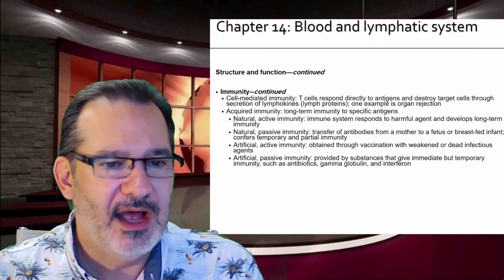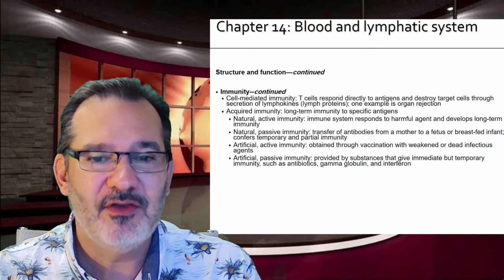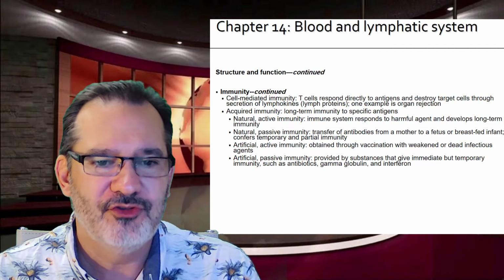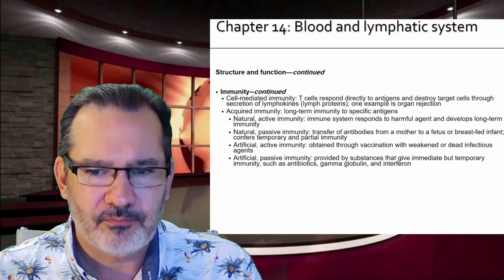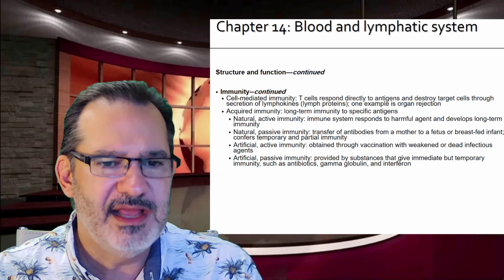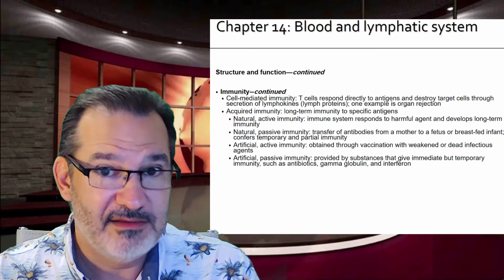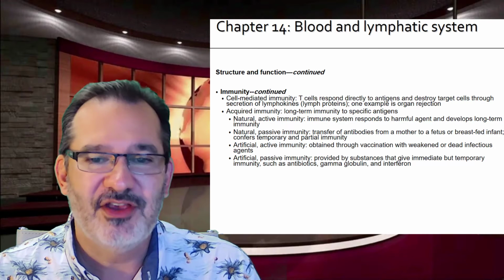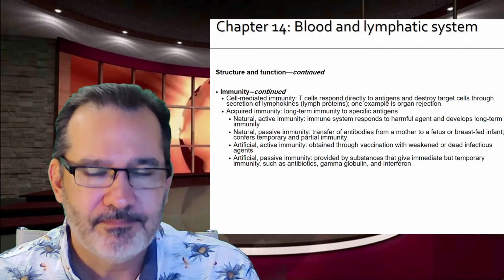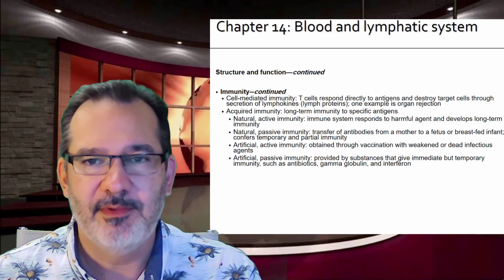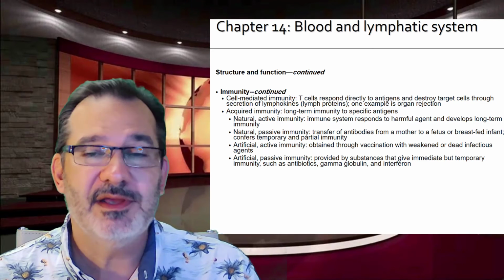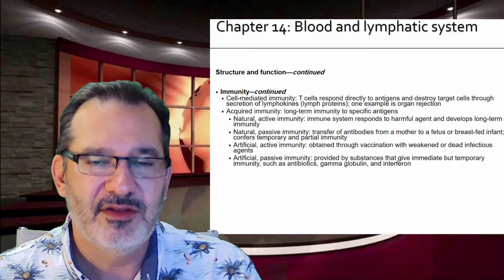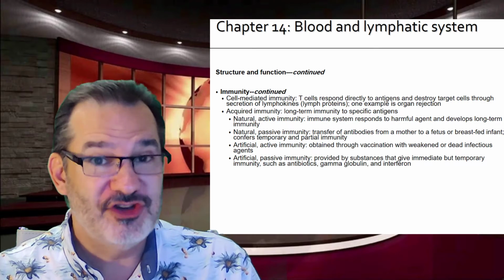All right. Let's see. Cell-mediated immunity. T cells respond directly to antigens and destroy target cells through secretion of lymphokines. T cells respond directly to an antigen, so being introduced to an antigen. One example is organ rejection, meaning that if we were doing some type of organ transplantation, typically, because it's not your organ, you're receiving it from somebody else, the body will recognize it as foreign and will want to reject it.